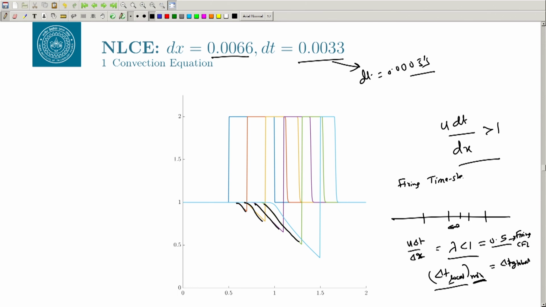That means you are not changing the time step. So, your delta t is a small quantity, maybe much smaller than delta t local minimum, but this is fixed. So, what is the advantage of fixing the time step?